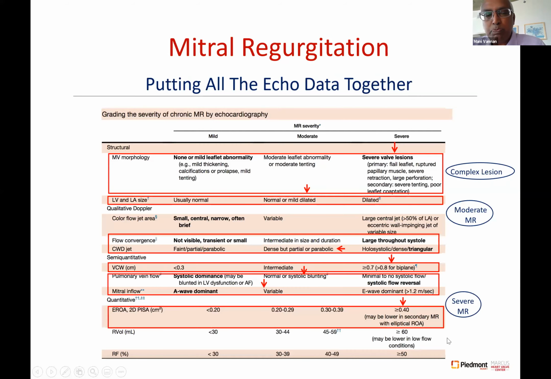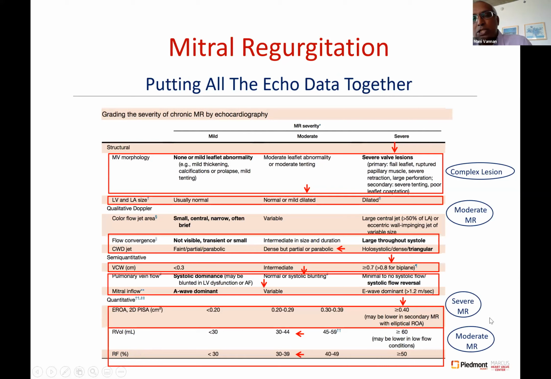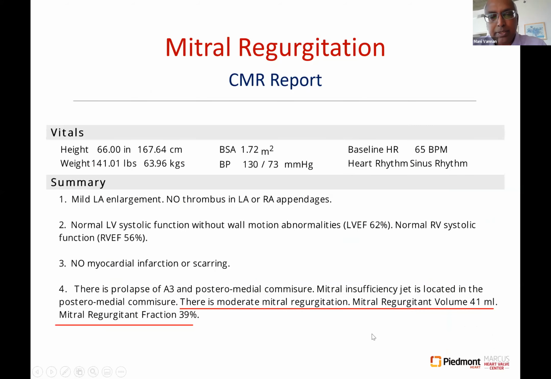So this particular index in the guidelines, regurgitant volume and regurgitant fraction, which is done in a small minority of patients on a daily basis, is actually very valuable in instances like this. Whether it is done by MRI or by echo, this is an important parameter that we miss on a daily basis. So based on this, this puts it in the moderate category, and on the whole, we felt that this was moderate mitral regurgitation.